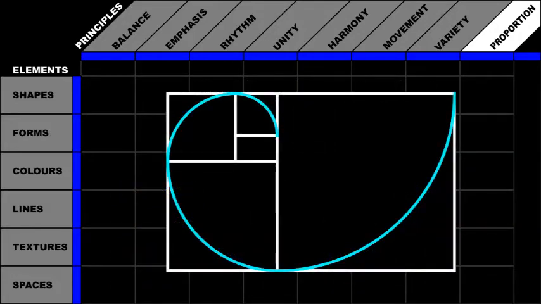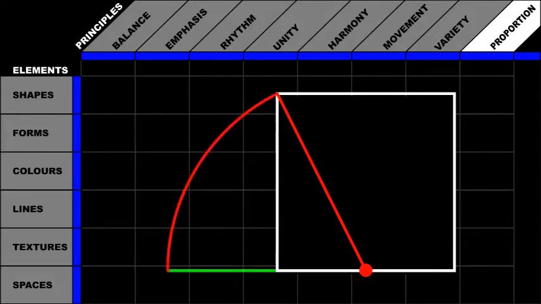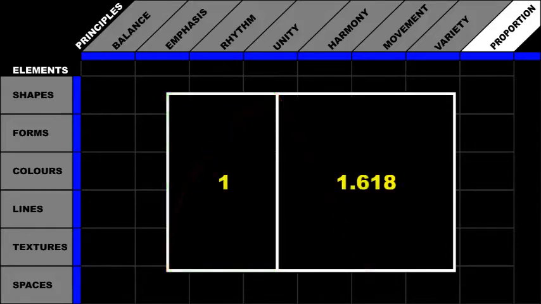Follow these steps to draw the golden section. Start with a square. Mark the center of the bottom side. Draw a diagonal line from the center bottom to the top left corner of the square. Using the bottom center as the point of rotation and the length of the diagonal line as the radius, draw an arc as shown. Draw a rectangle adjacent to the square that is the same width as the arc. The proportion of the square to the rectangle is the golden section ratio, 1 to 1.618.